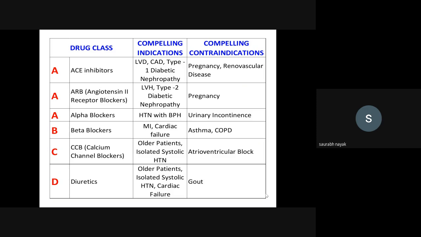Calcium channel blockers. We use calcium channel blockers to treat hypertension in older patients and in isolated systolic hypertension, and calcium channel blockers are strictly contraindicated in atrioventricular block. Now diuretics. Diuretics are also used to treat hypertension in case of older patients, just like your calcium channel blockers, and isolated systolic hypertension and in cardiac failure. Diuretics are contraindicated in hypertensive patients with gout.